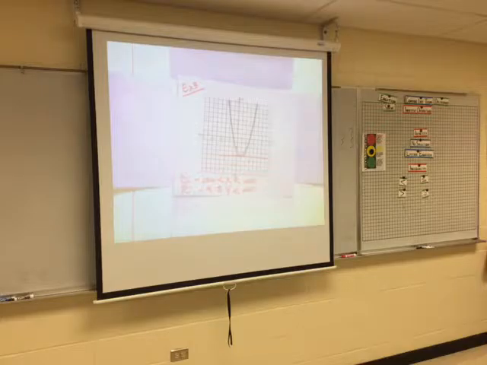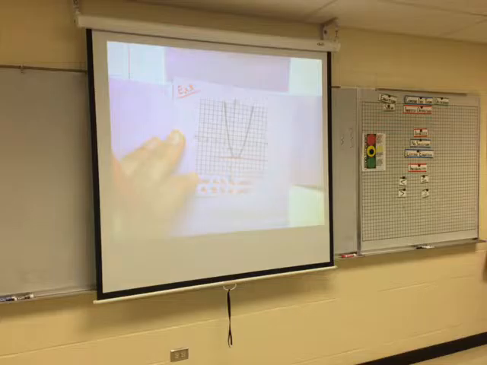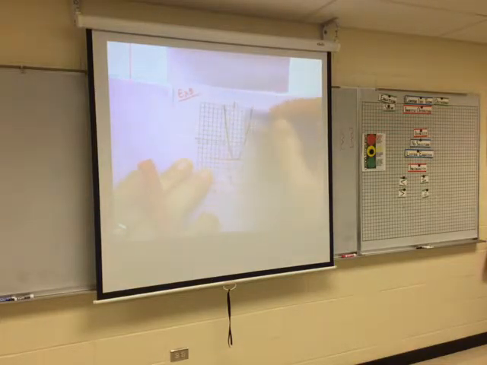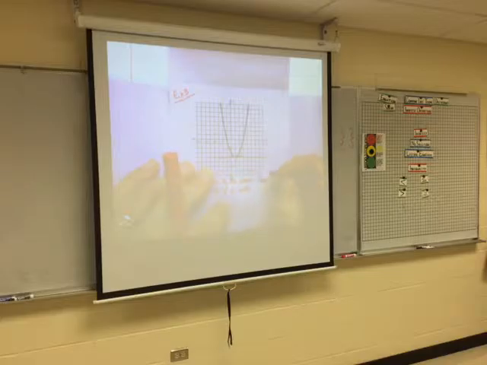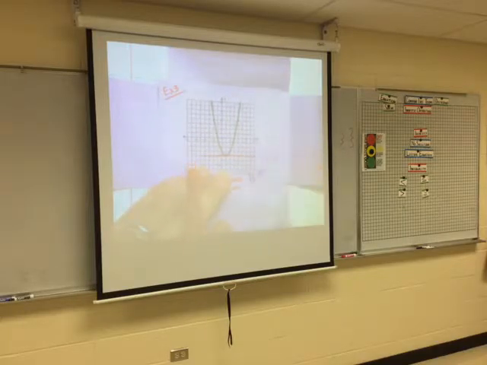So is this a function? Yes. Why? It passes the VLT, right? There is no vertical line that hits it twice. It passes the vertical line test. So it is a function.